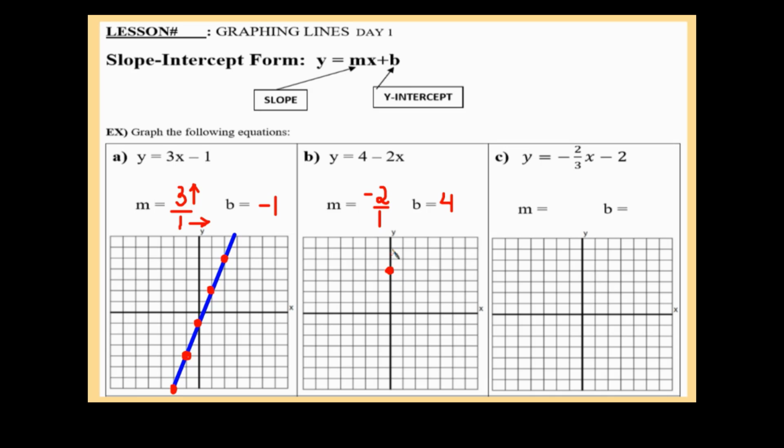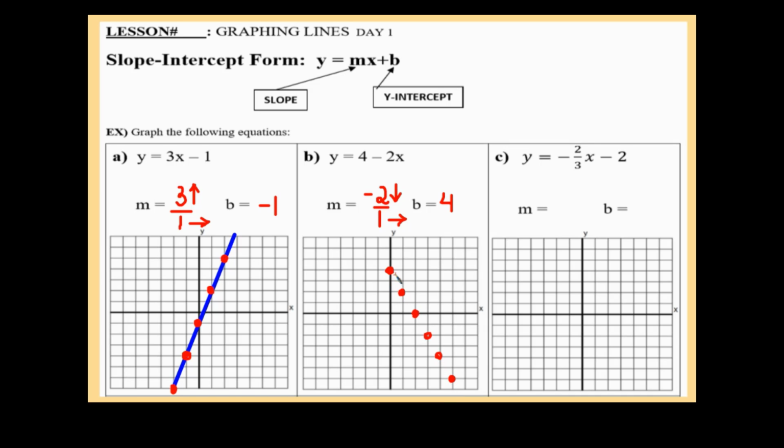And once there, we look at the slope. The slope is negative, so that means I'm going to go down. And the number on the bottom is positive, so it's going to go to the right. So down 2 over 1. Down 2 over 1, and continue down 2 over 1 until I cannot go down anymore. So that means I completed the right side.